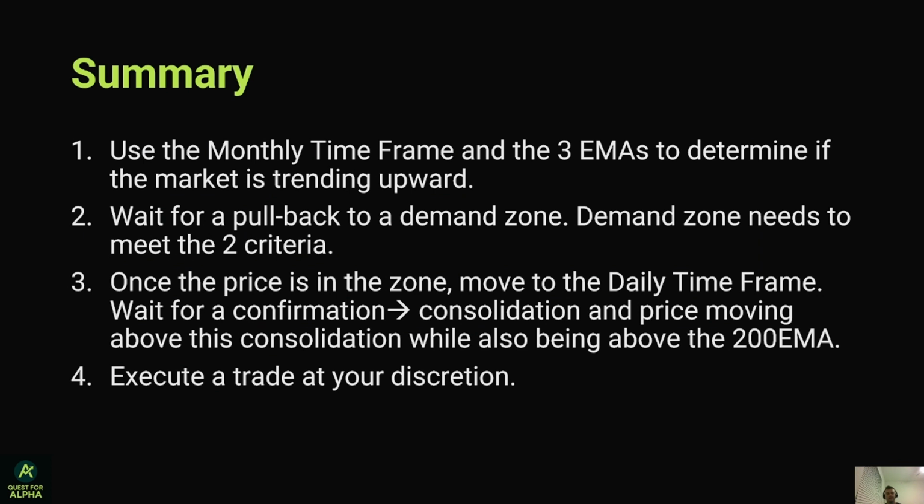Okay, so in summary, this is a pretty simple method, pretty simple strategy that one can follow. I understand that there are a few nuances, but don't worry, we are going to clarify all of those in the videos to come. There are really 4 steps that summarize this entire video. The first one is that we use the monthly time frame and the 3 EMAs to determine if the market is trending upward. We then, on the same time frame, wait for a pullback to a demand zone. And remember, the demand zone needs to meet the 2 criteria that we talked about.